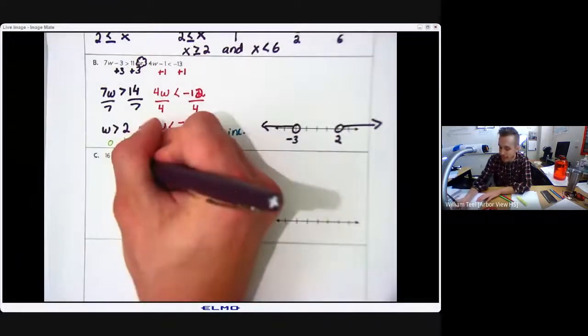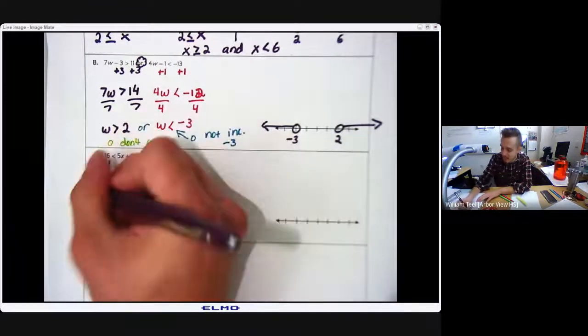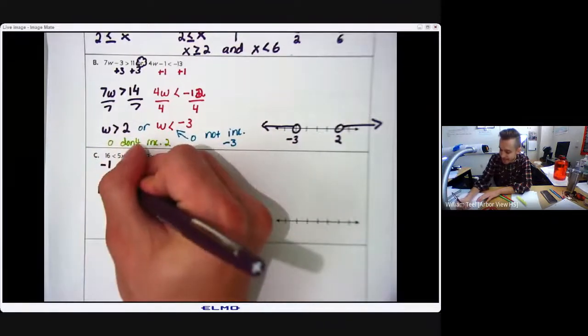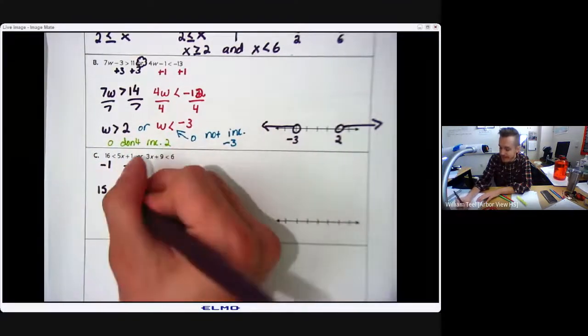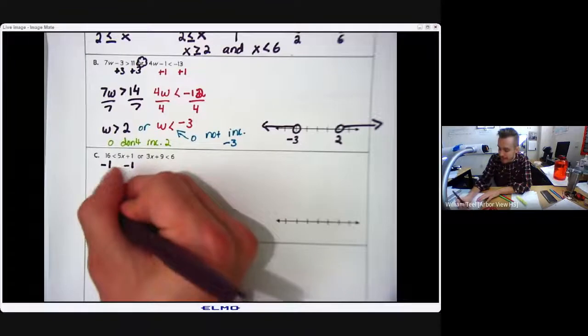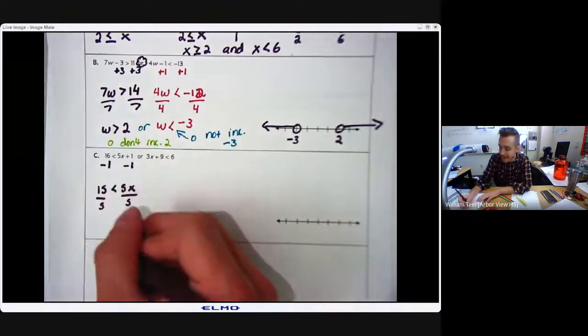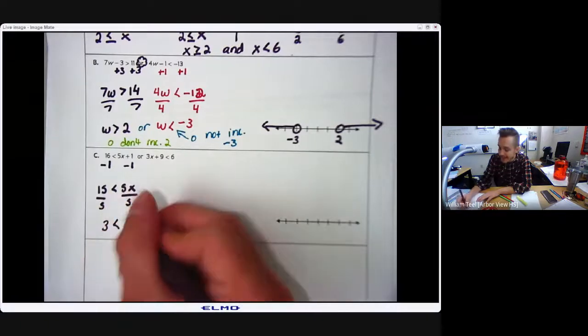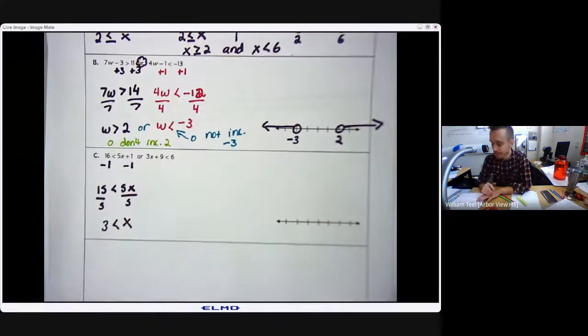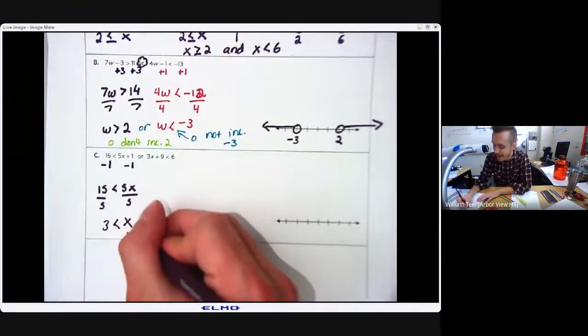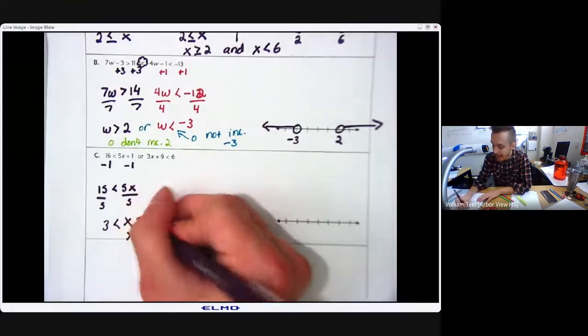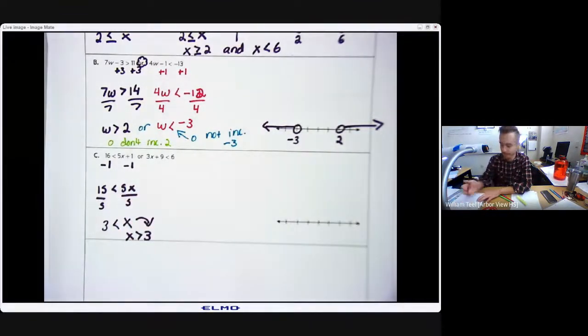I'm going to subtract 1 from both sides. 16 minus 1 is 15 is less than 5x. Then I'm going to divide both sides by 5 to get the variable by itself. 15 divided by 5 is going to be 3. 3 is less than x. I can also write that as x is greater than 3.